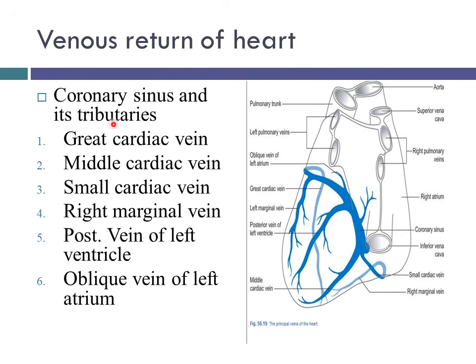So this coronary sinus has various tributaries like the great cardiac vein, middle cardiac vein, small cardiac vein, right marginal vein, posterior vein of the left ventricle, and oblique vein of the left atrium. We will discuss them separately.